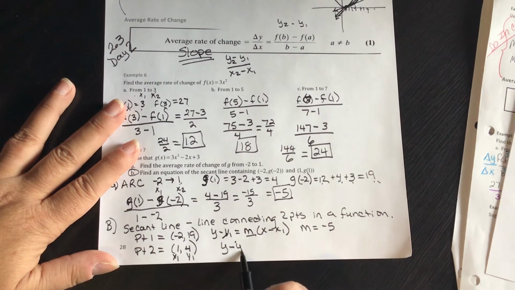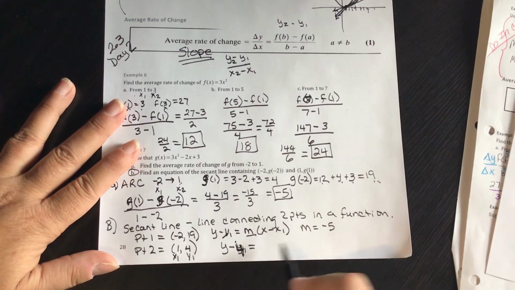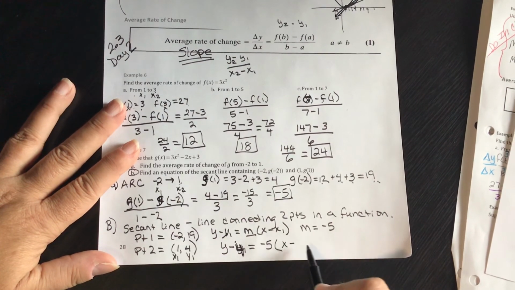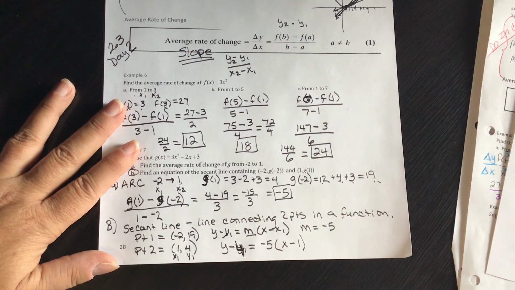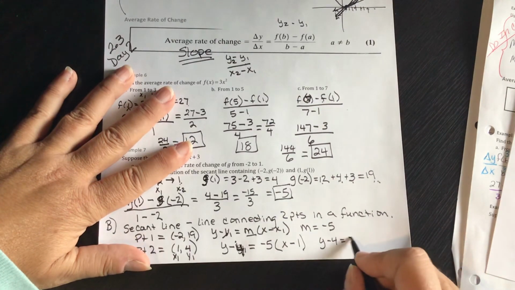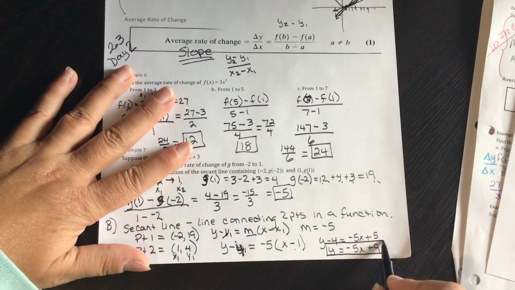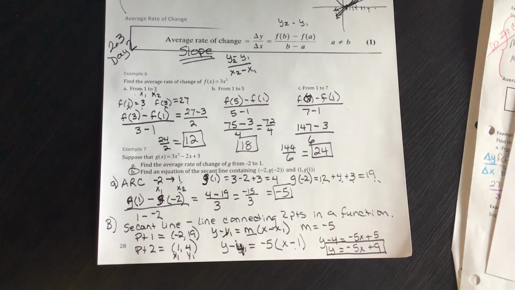So I have y minus y1, which is 4, equals the slope, which is -5, times x minus x1, which is 1. So I have y minus 4 equals, I'm just simplifying this to be -5x. -5 times -1 is +5. And if I add 4 to both sides, y equals -5x plus 9. So this would be the equation of the secant line that's going through those 2 points.